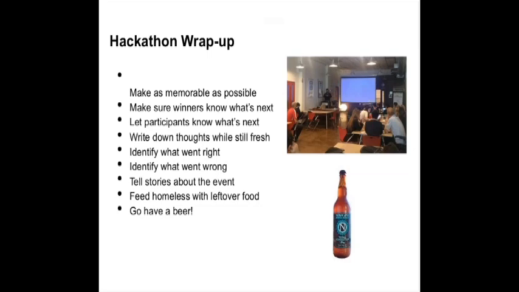And then once you've wrapped it up, really write down your thoughts on what happened. Because if you're going to do this again, you really want to make sure and capture those, because, having a lot of event planning experience, those memories go away pretty fast.